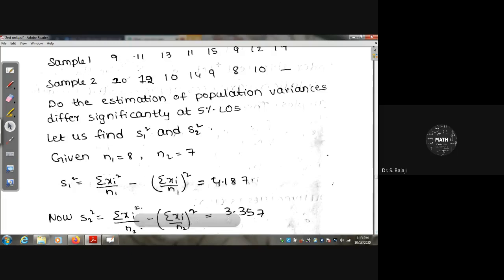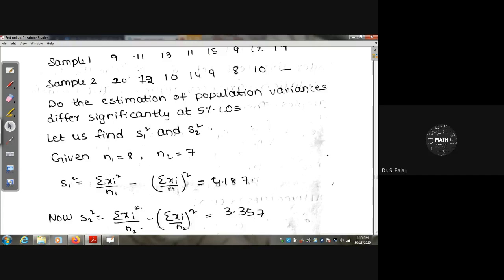N1 equal to 8 items, N2 equal to 7 items. And already you know the formula that S1 square equal to summation xi square by N1 minus x bar square, but x bar square is not given, therefore directly you can write that here.